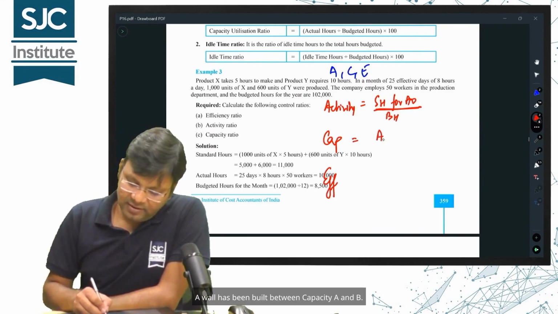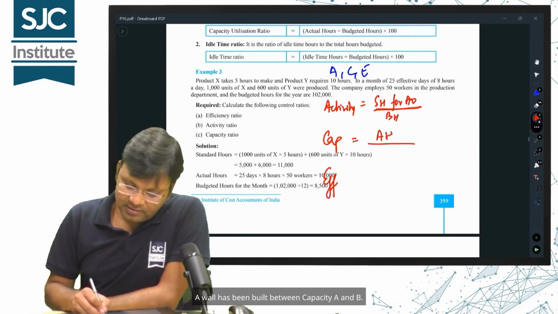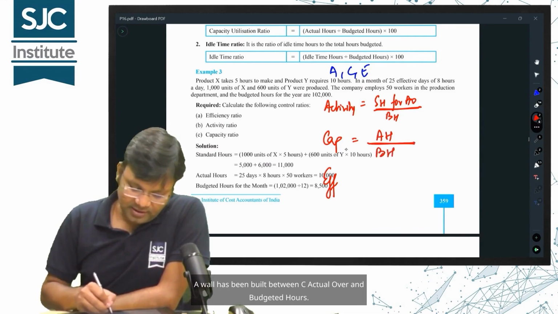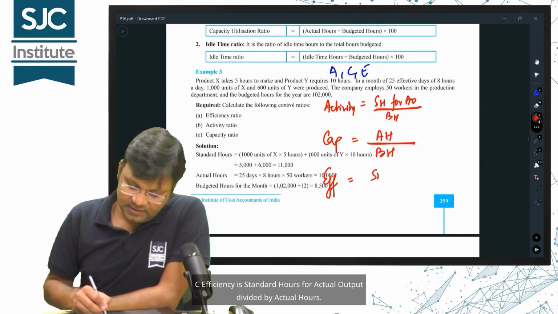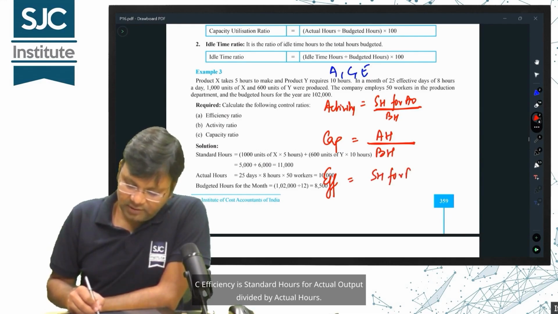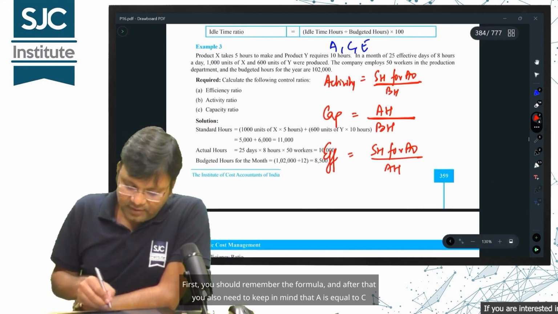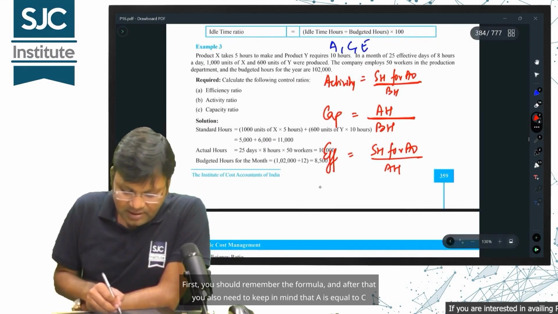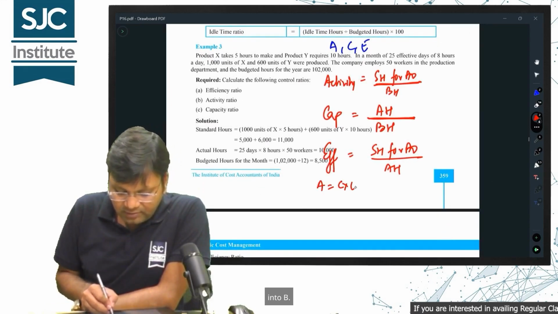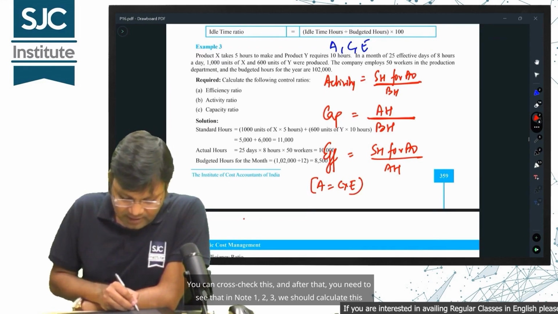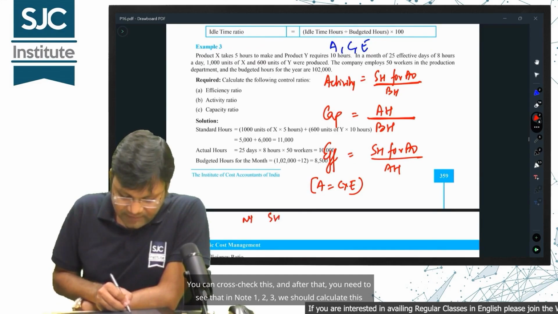A wall has been built between capacity A and B. A wall has been built between C, actual over budgeted hours. C, efficiency, is standard hours for actual output divided by actual hours. First, you should remember the formula, and after that, you also need to keep in mind that A is equal to C into B. You can cross-check this, and after that, you need to see that in note 1, 2, 3, we should calculate this first.